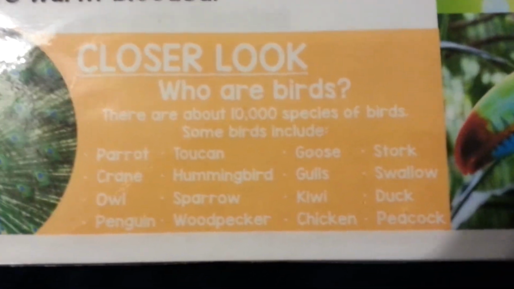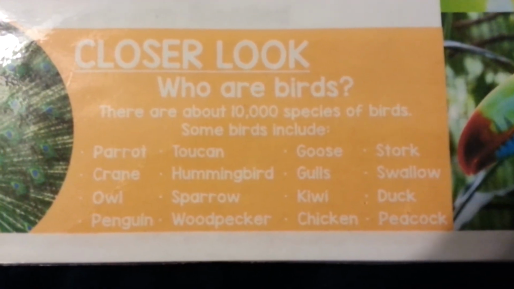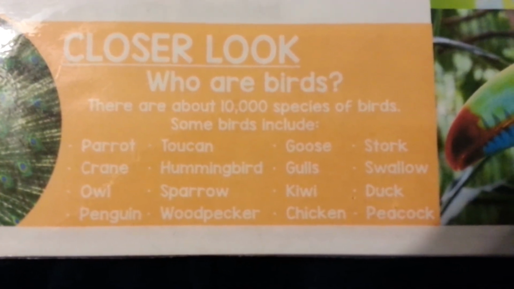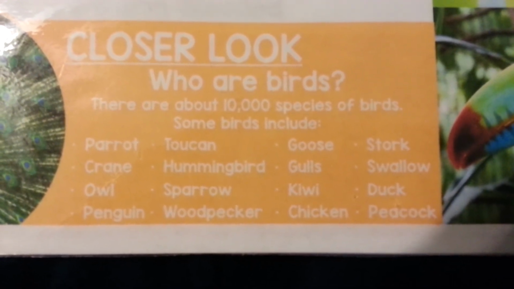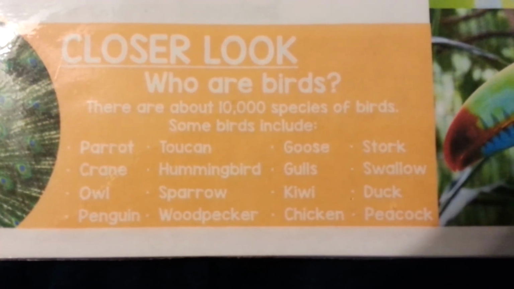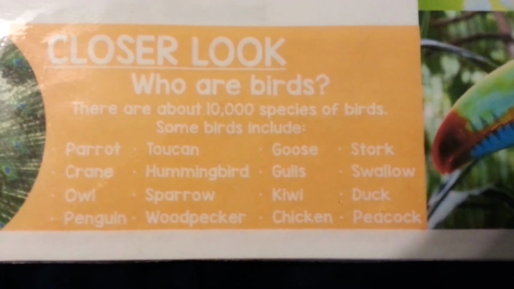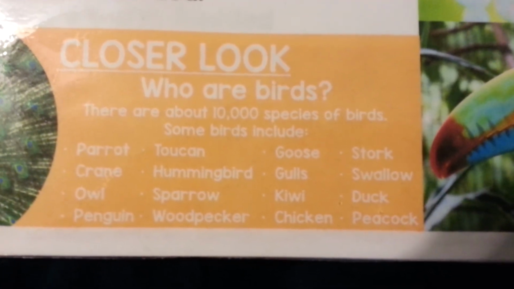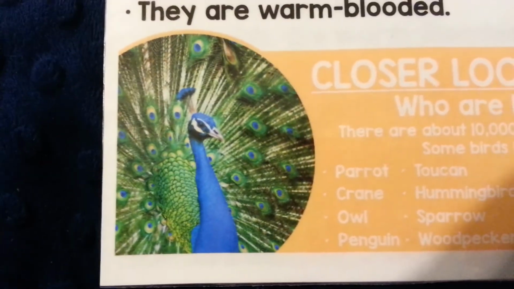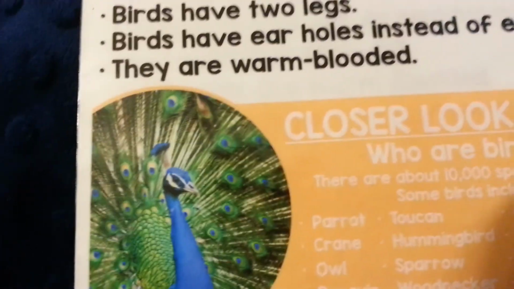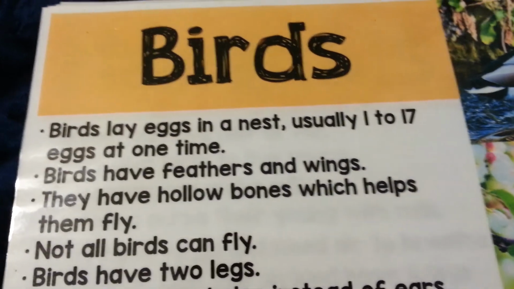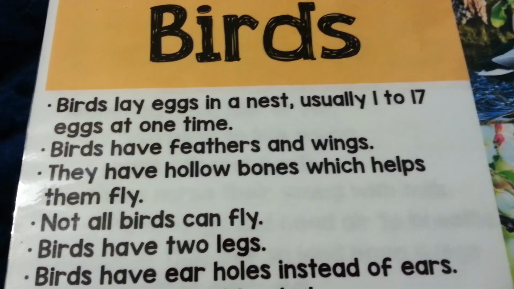Here's a closer look at who are birds. There are about 10,000 species of birds, including parrots, owls, penguins, toucans, hummingbirds, sparrows, kiwi, seagulls, geese, storks, swallows, ducks, peacocks, chickens. And here's some pictures. A duck, that's a bluebird, a toucan, and over here, the delightful and colorful peacock. Once again, birds. They have feathers.